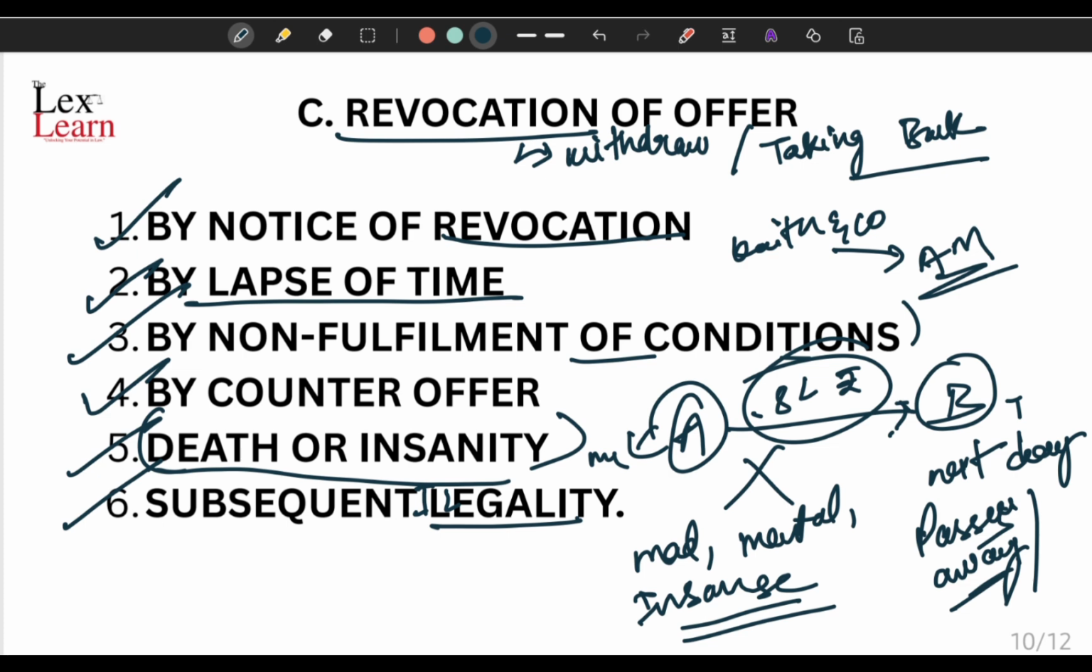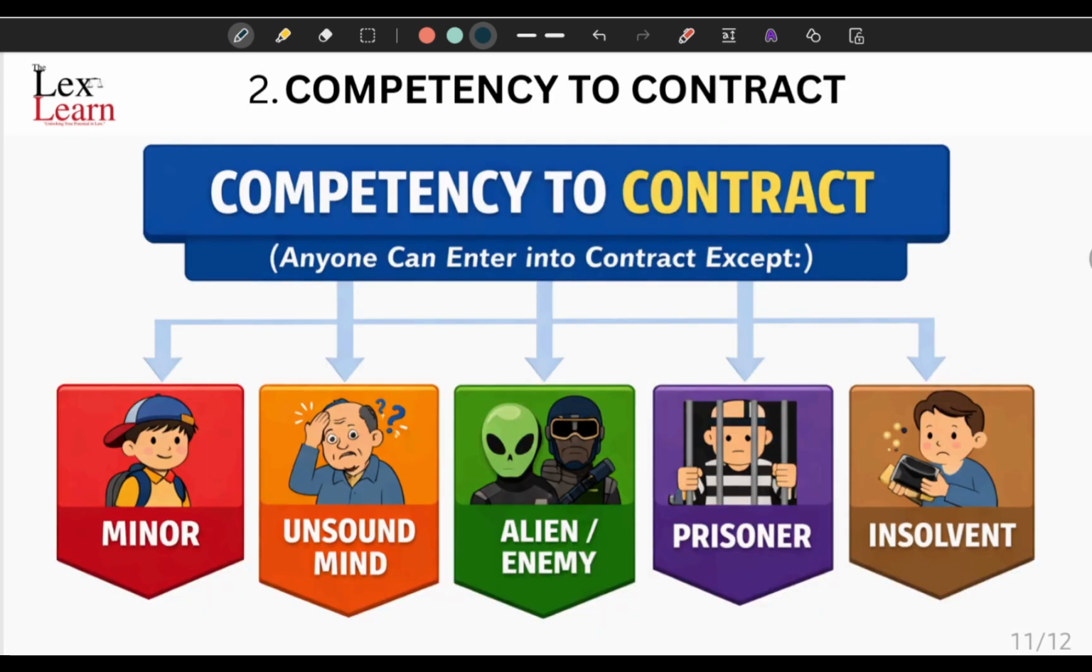And in the next slide I'll be explaining you the last topic, the competency to contract. Let's just move towards it. So competency to contract is our last topic in our first part, and here are some special people who cannot enter into contract. So before that, I want to tell you what competency means actually. Competency in simple terms means capacity or ability, eligibility to enter into contract. You can say any of these words.